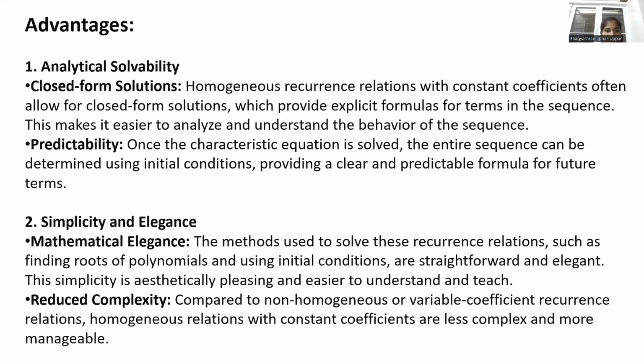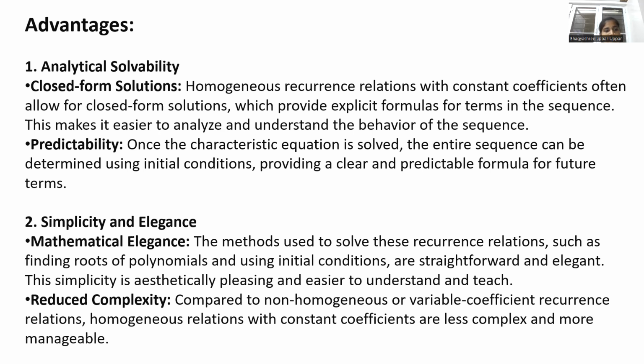Advantages: analytical solvability, closed form solutions. Homogeneous recurrence relations with constant coefficients often allow for closed form solutions, which provide explicit formulas for terms in the sequence. This makes it easier to analyze and understand the behavior of the sequence. Predictability. Once the characteristic equation is solved, the entire sequence can be determined using initial conditions, providing a clear and predictable formula for future terms.